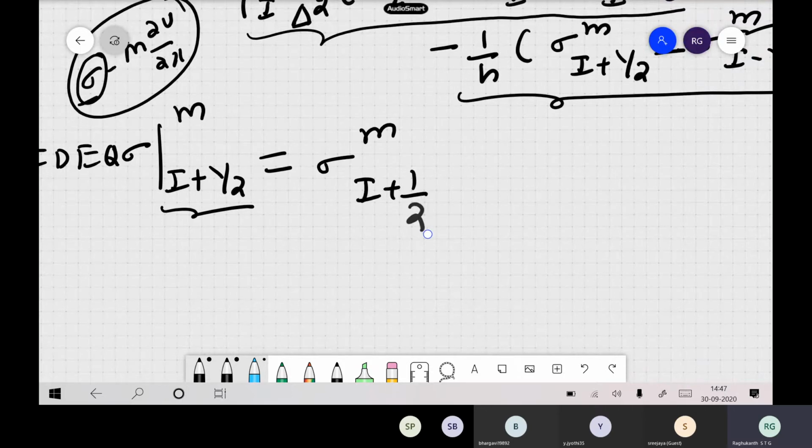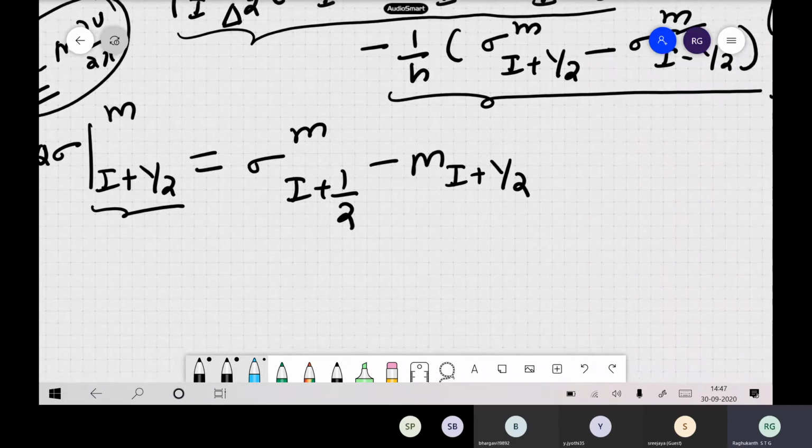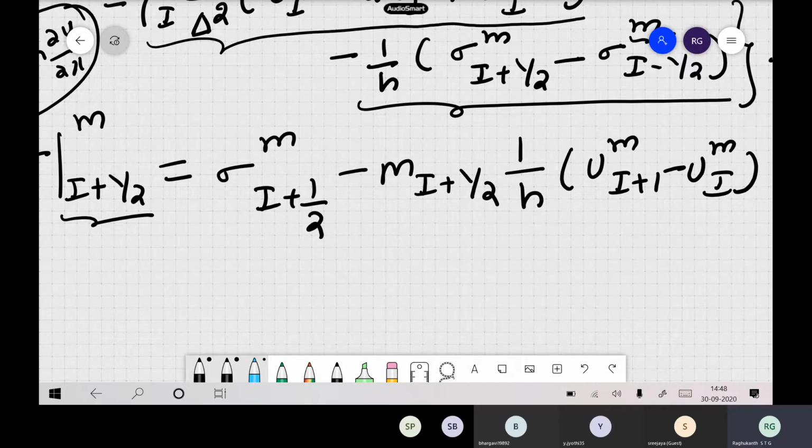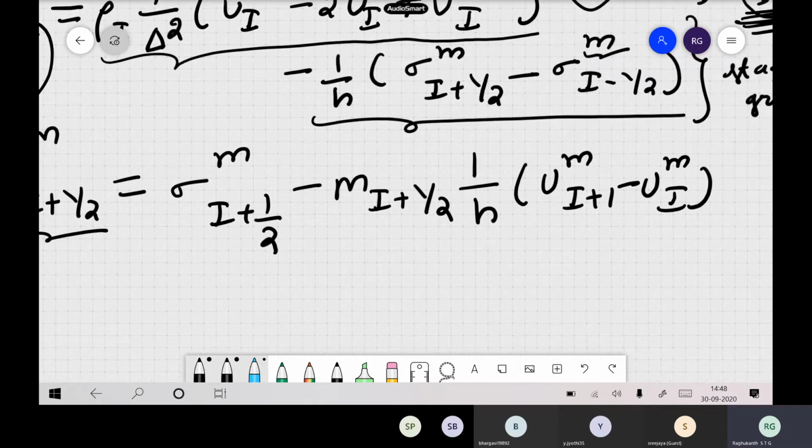Okay, this equation, that is sigma, and minus m into dou u by dou x. So here I can use the derivative. If it is a homogeneous material, or m plus half, I am writing this also assuming the material is heterogeneous kind of thing. So 1 by h, um I plus 1 minus um I actual. So this is how we compute our derivatives here.